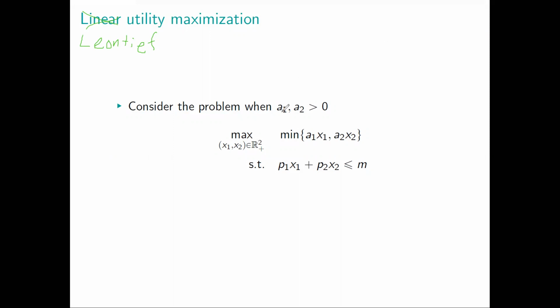We're going to consider this problem when we have two coefficients, a1 and a2. The utility function is given by this Leontief one, where recall indifference curves are given by these L shapes. This is monotonically increasing, so if I increase x1 and x2, this is going to increase both of these, so that we're actually going to be on the budget constraint when we do this.